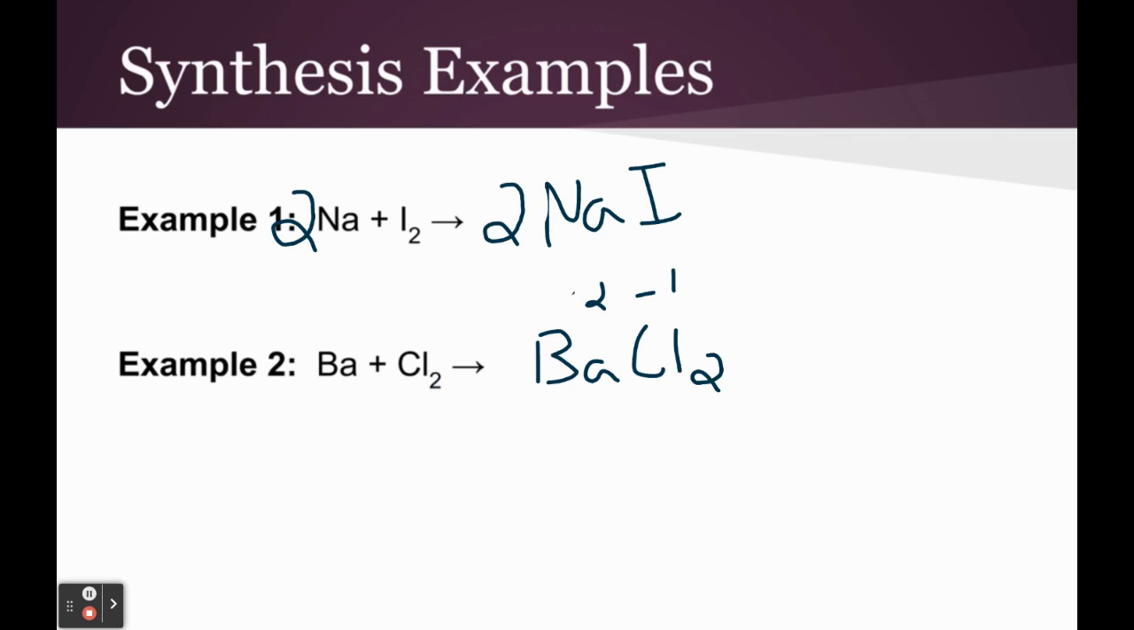Now that our formula is complete, we want to balance the equation. On the reactant side, we have 1 barium. On the product side, we have 1 barium. On the reactant side, we have 2 chlorines. On the product side, we have 2 chlorines. So this equation is already balanced.